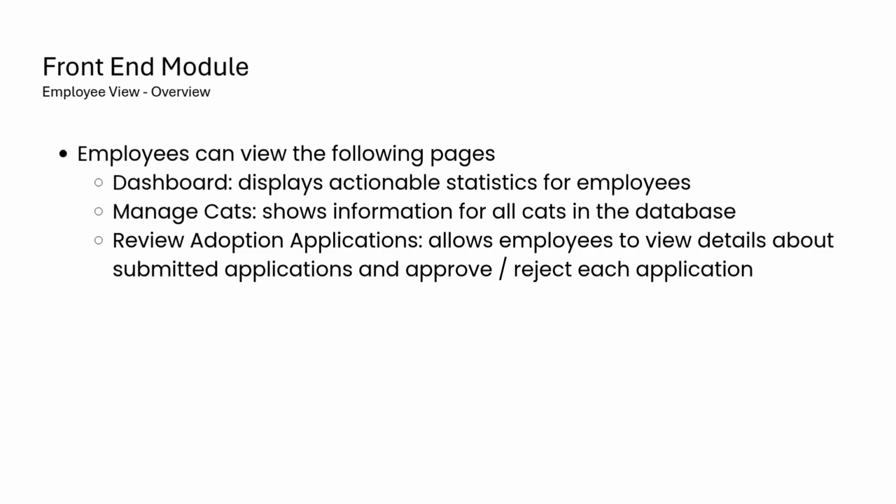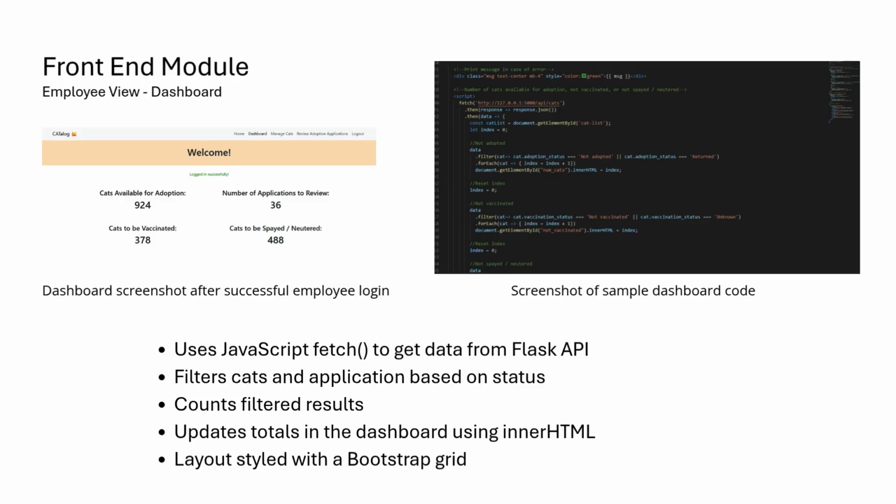After logging into the web application with a valid username and password, employees can view a dashboard of statistics based on the cats in the shelter, the Manage Cats page, and the Review Adoption Applications page. When an employee successfully logs into the system, they are greeted with an employee dashboard. This dashboard provides statistics for the employee to view, such as the number of cats available for adoption, the number of applications to review, and the number of cats that need to be vaccinated, spayed, or neutered.